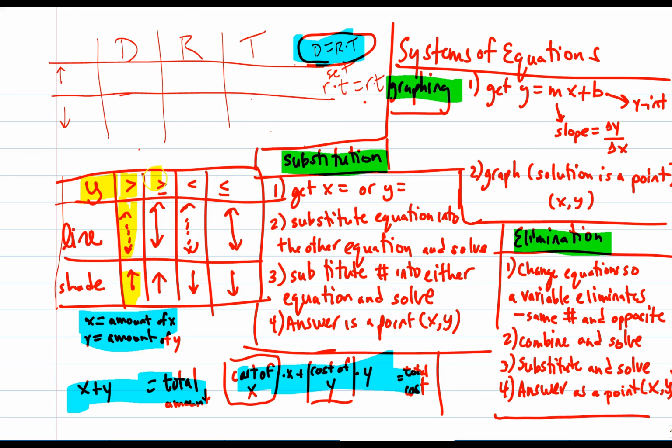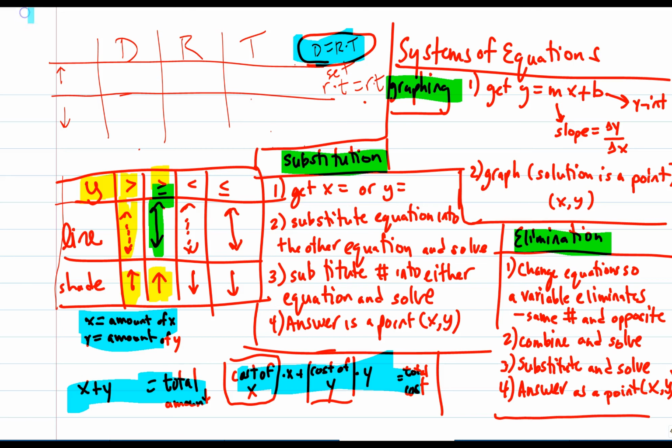If y is greater than or equal to. Now that equal to makes it a solid line. But greater than means I still shade what? You see how that works?